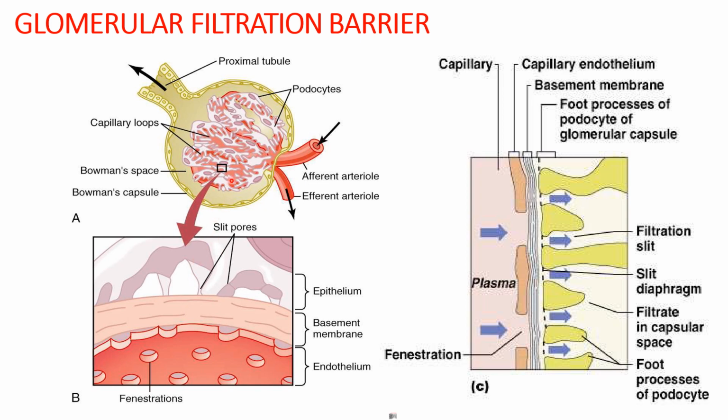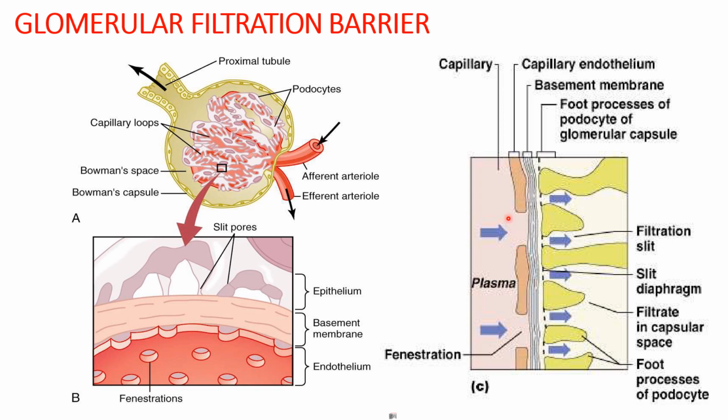So this is a section taken here. You can see the fenestrations in the capillary, and these are the podocytes. And this is epithelium, basement membrane, endothelium. Endothelium is the inner part of the blood vessel, that is arteriole.